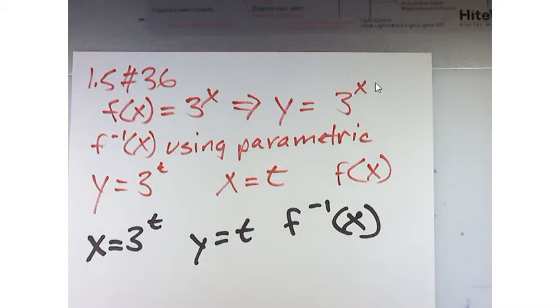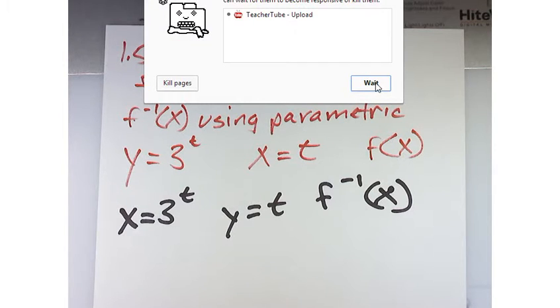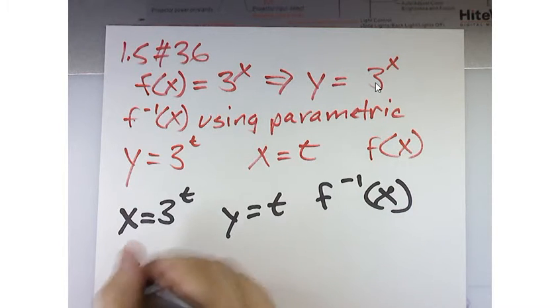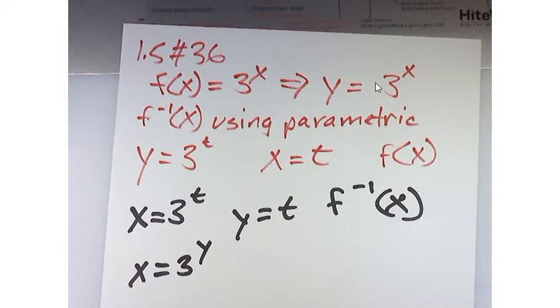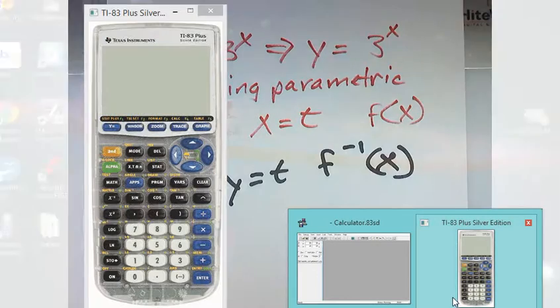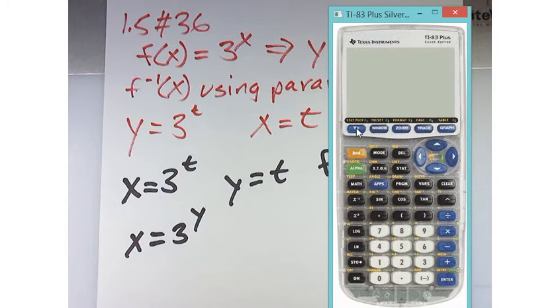And so if that's the case, now I just need to take that and make it a Cartesian equation again. And so I could say x equals 3 to the y. Could do it that way, right? But I want to graph that to verify it. So here we do it a little different. When we pull up our graphing calculator this time, we're going to graph the parametric equations and see what we get.